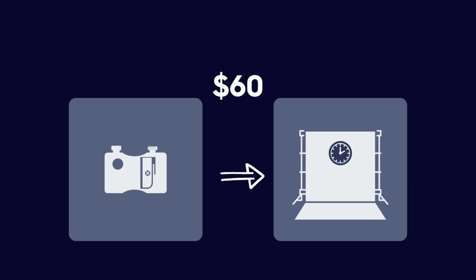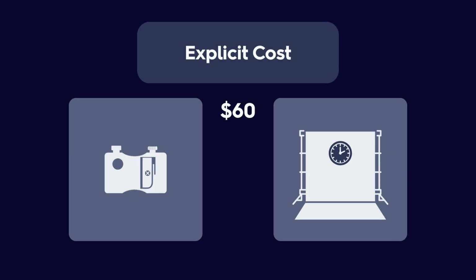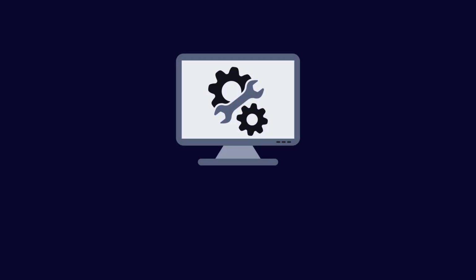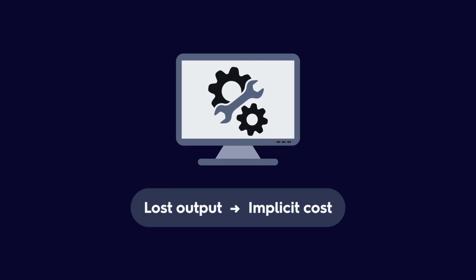First, barter. If you trade camera gear for studio time worth $60 in the market, that counts as explicit cost. Second, downtime. Taking a machine offline for maintenance may cost no cash, but the lost output is an implicit cost.